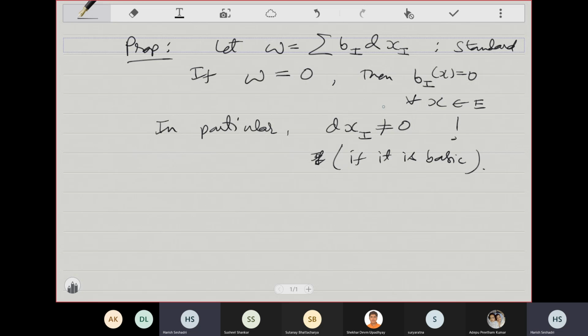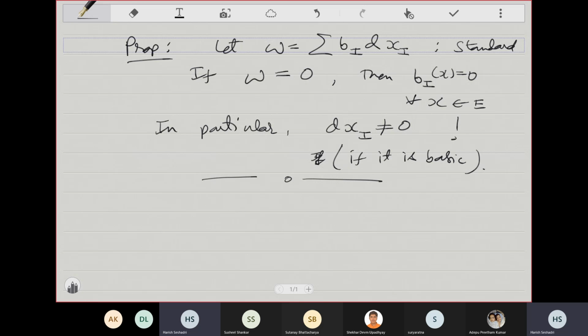So I'll prove this towards the end of the class. I should have done this much earlier. I thought I had, but apparently I just realized I had not. This is a very basic fact that these dxi's are not 0. So at least you have something. Ultimately, the definition of differential forms should not end up saying that all differential forms are 0. So these basic forms are not 0.